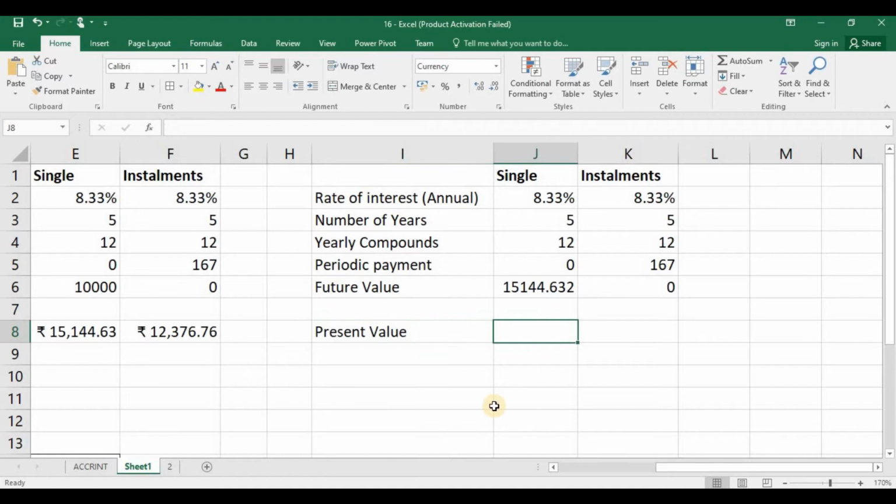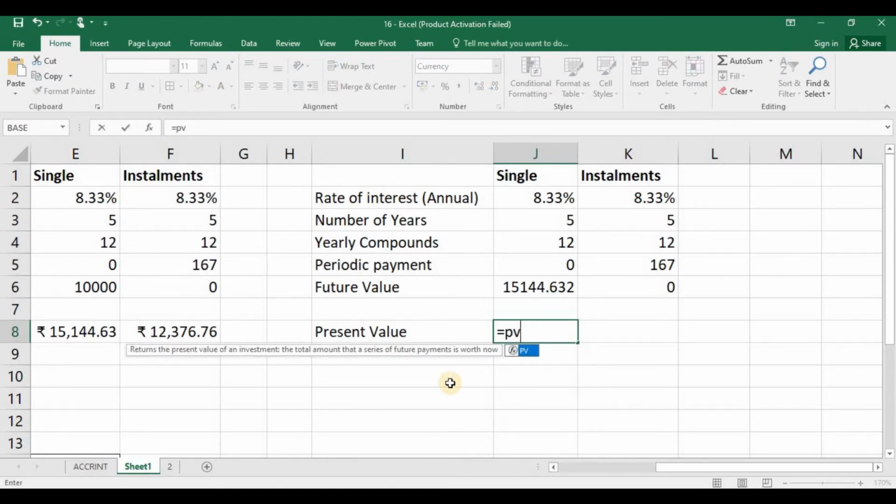For this, we have a formula called PV. Type PV. Here you can see the description of this function. Start round brace. Here you can see multiple arguments. First one is rate. This is the rate of interest. Here our rate of interest is 8.33%. We should give interest per period. We have 12 periods in a year, so I am dividing our interest monthly.